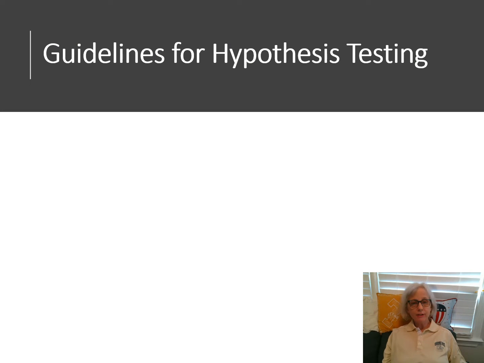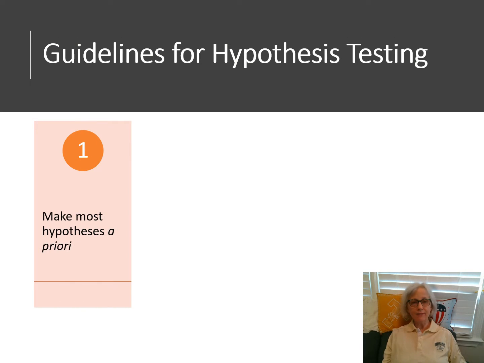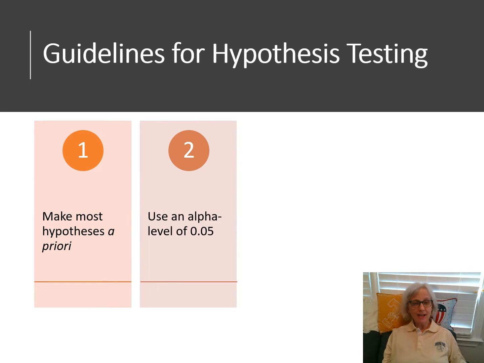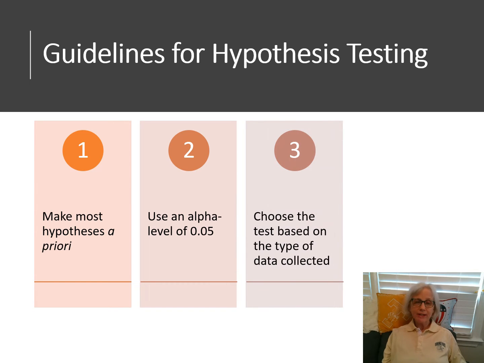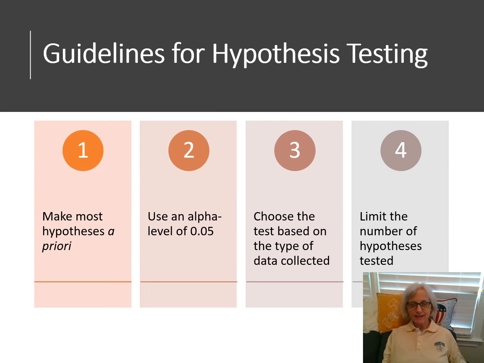As mentioned, you should make most hypotheses in advance based on theoretical reasoning. Use an alpha level p-value of 0.05 unless instructed otherwise. Choose the appropriate statistical test to use based on the data collected and the hypotheses to be tested. And limit the number of hypotheses tested. The more hypotheses you have, the more data you will need to collect to compensate for additional data error that enters into the situation.